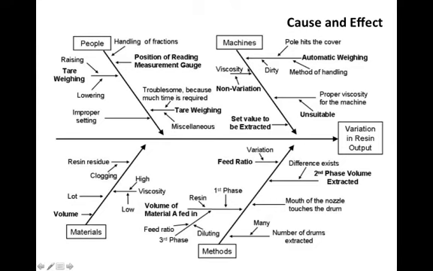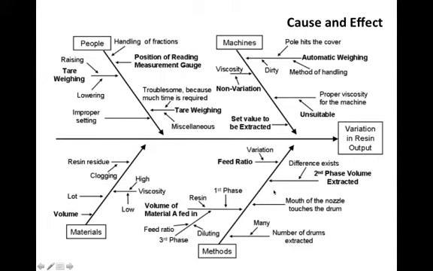Within each of these, what they've done is they tried to brainstorm, okay, if it was the machine that was causing this variation, what could that have been? So dirty, proper viscosity for the machine, anything associated with it. And then having to do with people, maybe people are handling it wrong, it's an improper setting. What are the reasons that it might be caused by people? And then materials, and then methods.